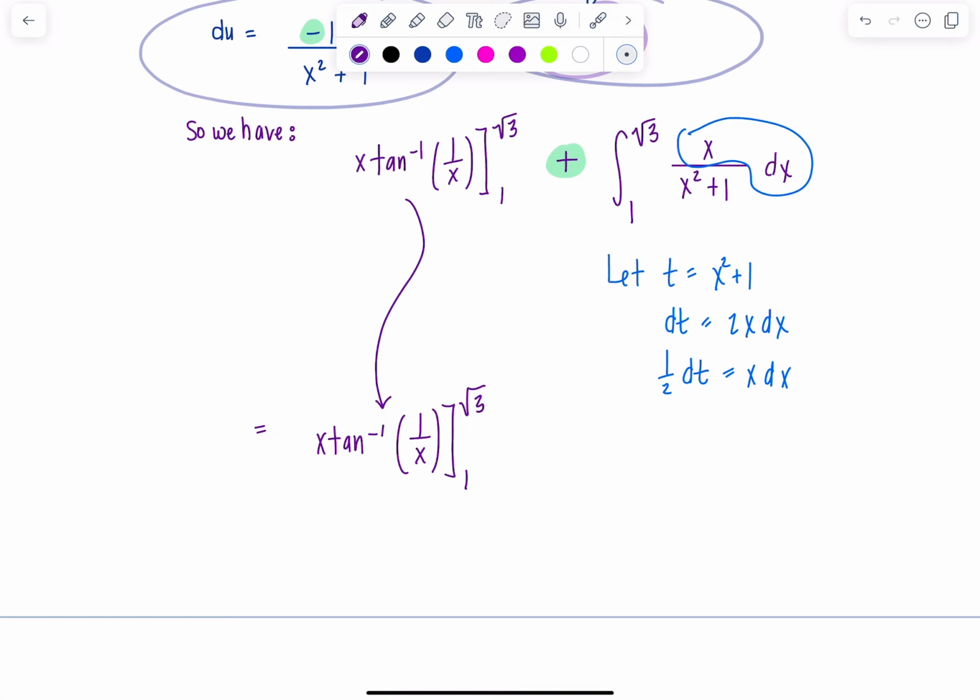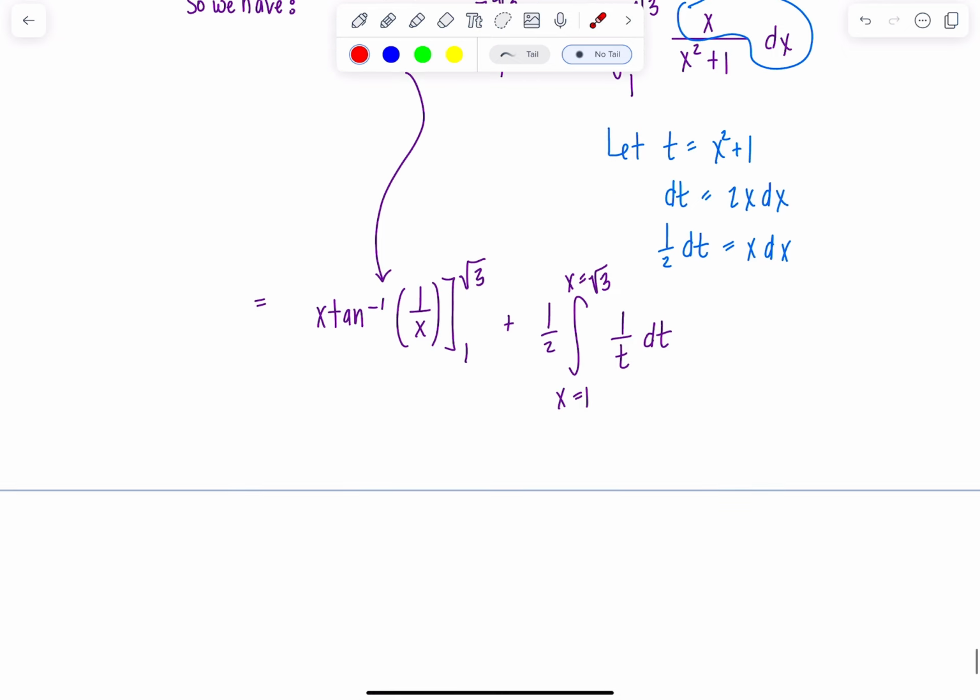Then watch this. I'm going to have plus 1/2 integral. I'm not switching my limits, so I'm just going to say these are x limits. They're not matching the variable of the integral. And then I have 1 over t dt. Do you see how I did that? It would be wrong if I didn't put x equals in front, because when you have limits of integration, it's assumed they match the variable of the integral, unless indicated otherwise, like I'm doing.